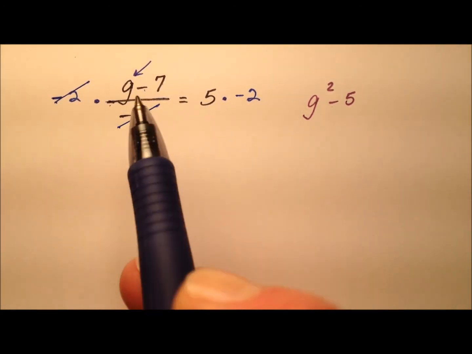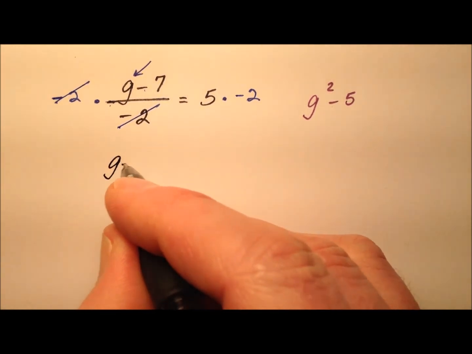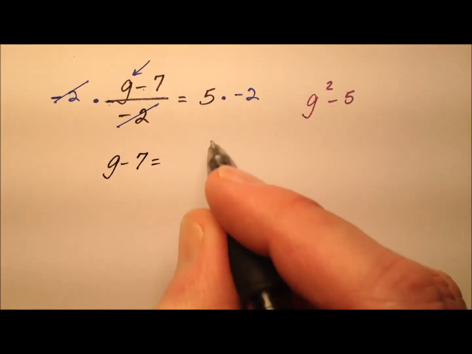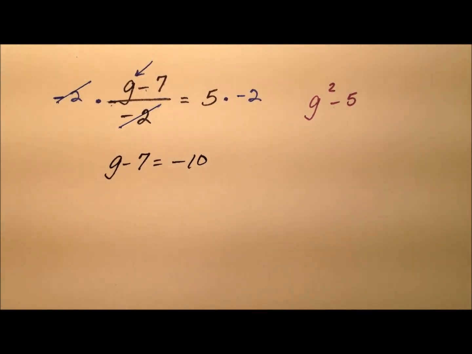Over here on the left side, those negative 2's will cancel, and so I'll have g minus 7, and that will equal 5 times negative 2, which is, well, negative 10.